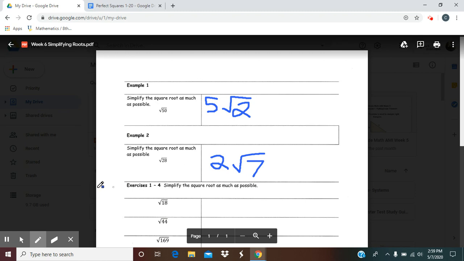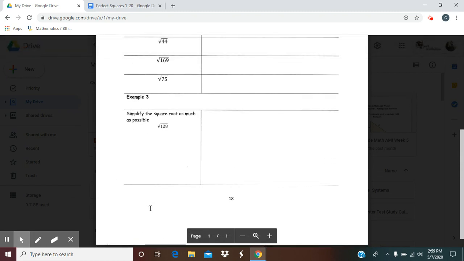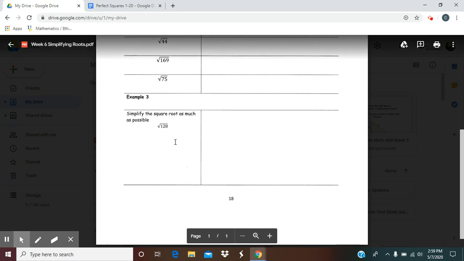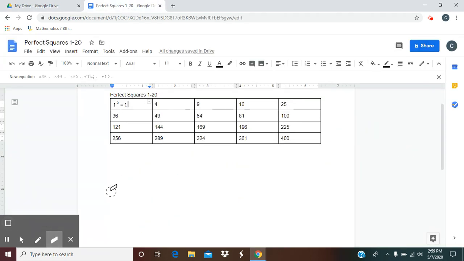Now I'm going to take us down to example 3. All right, so now we have the square root of 128. Let's take a look at that one. So we are trying to find the square root of 128. All right, so now we can go through the process once again. Obviously, I can divide it by 1. Let's see if I can divide 128 by 4. It works.